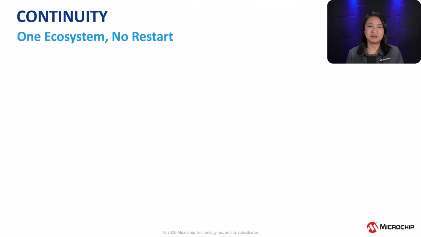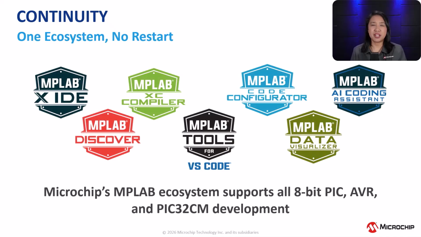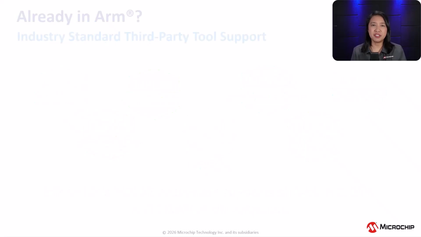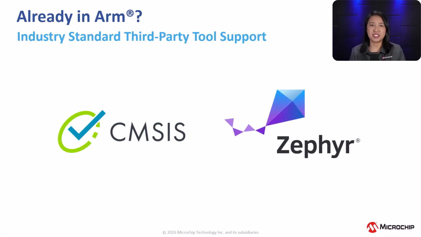One of the strongest migration advantages with this family of devices is continuity. Teams familiar with 8-bit PIC and AVR development can move to PIC32CM while staying within Microchip's MPLAB ecosystem. For those who are already familiar with Arm, worry not because these device families are also supported by third-party libraries and tools such as SimSys and Zephyr.